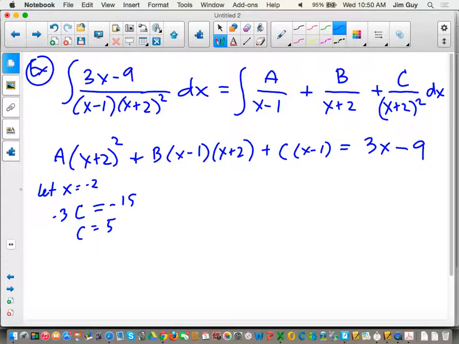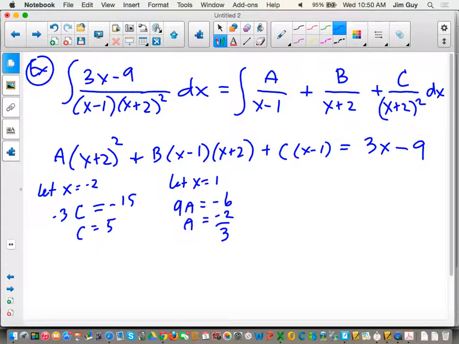Then let's put in positive 1. So that term would be gone. You'd have the A, put in this one, 1 plus 2 is 3, squared is 9. So 9A equals 3 minus 9, which is negative 6. And you get A is equal to negative 2/3.